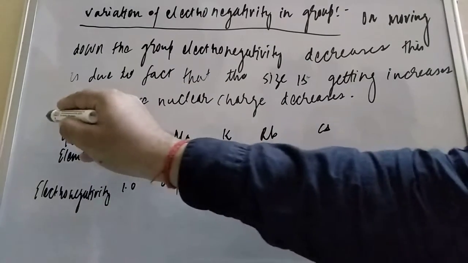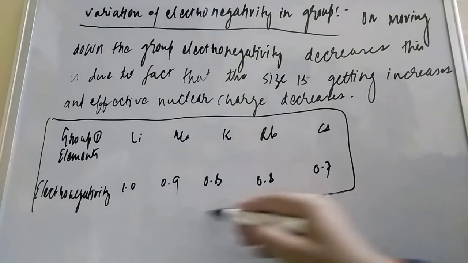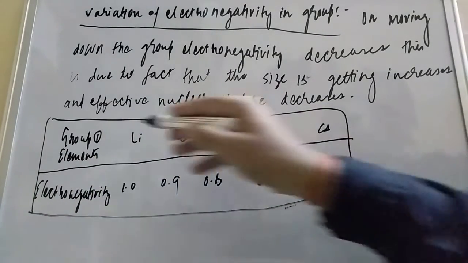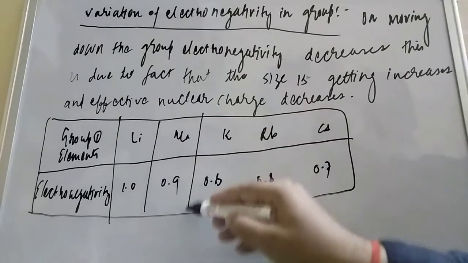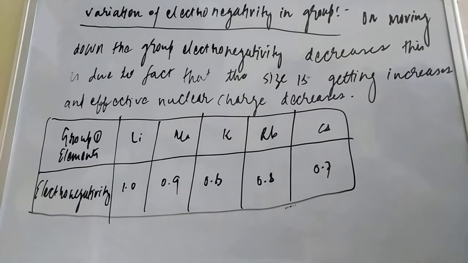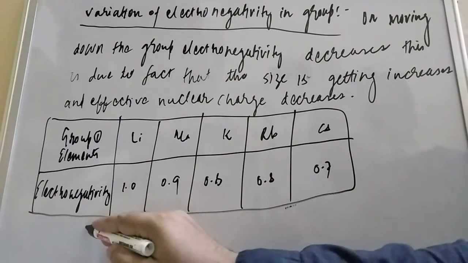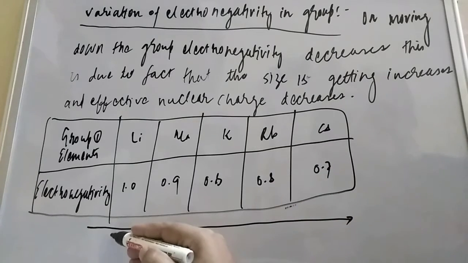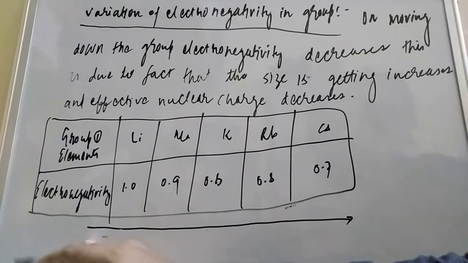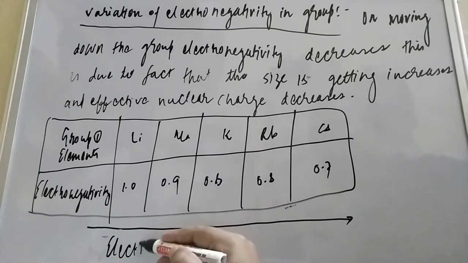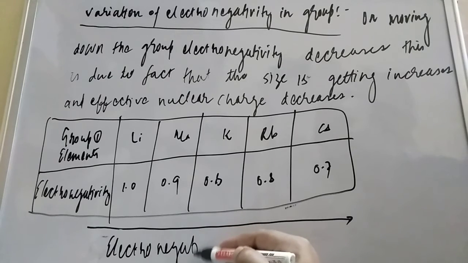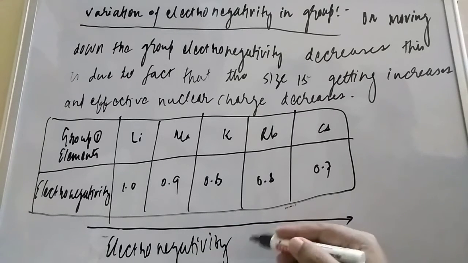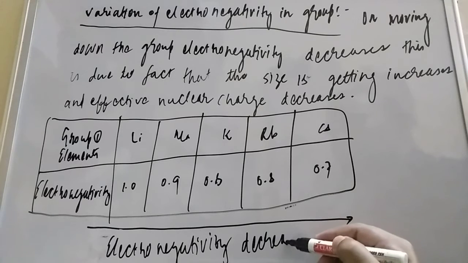Now student, check what is happening down the group. This value is calculated from the Pauling scale, which is based on parameters like the bond enthalpy of different atoms, a thermodynamical parameter. So when you are going down the group, electronegativity decreases. Here we can write: electronegativity decreases down the group.